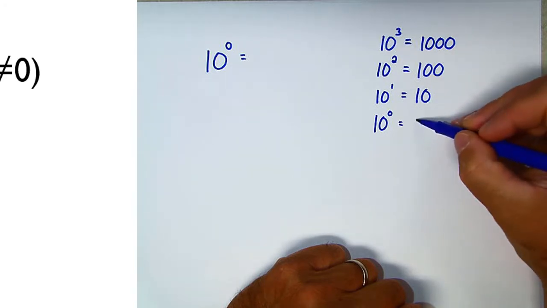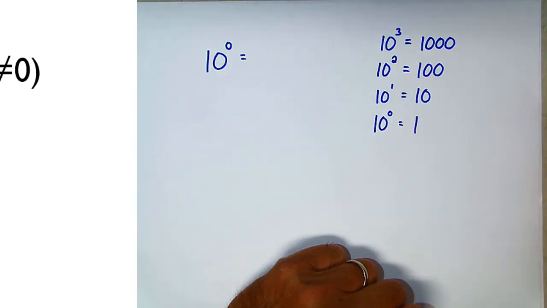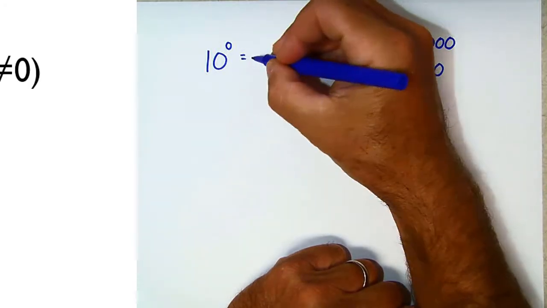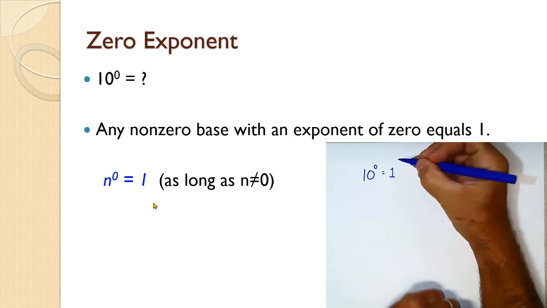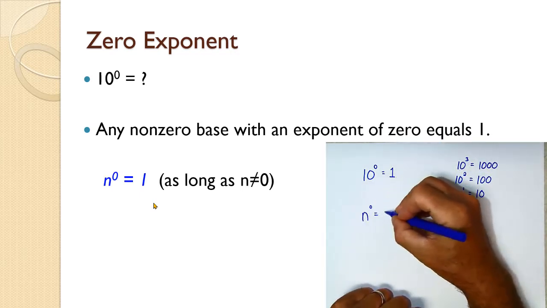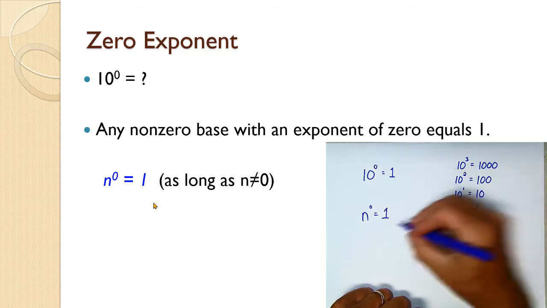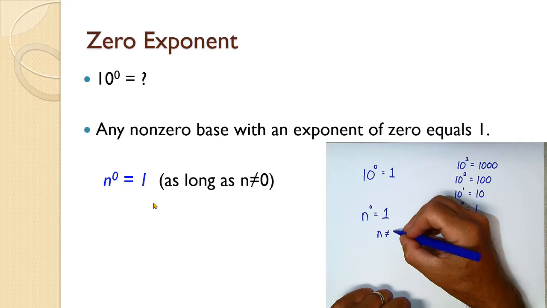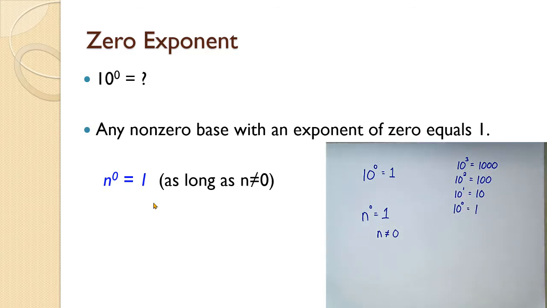If we lose another 0, our next number in this sequence has to be a 1. And so in fact, 10 to the 0th power has to be 1. And we can generalize that and say that any number raised to the 0th power is going to be 1, as long as that base is non-zero. We can't have 0 to the 0th power. That's a whole other problem in mathematics, and we won't really have to deal with that.